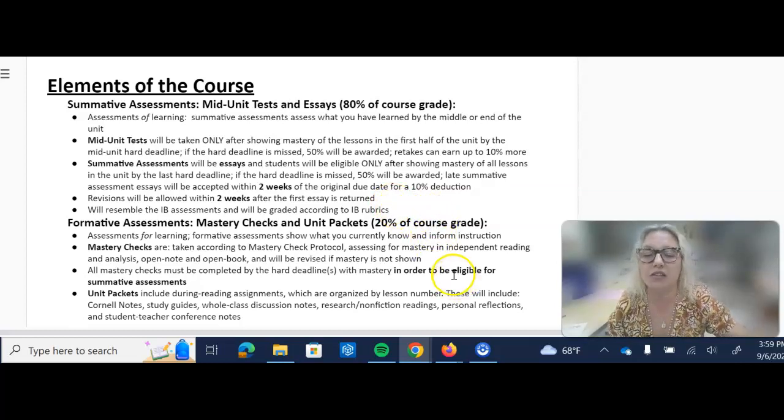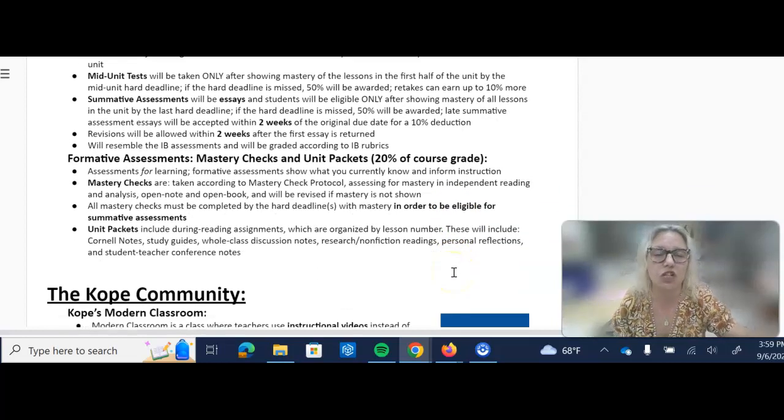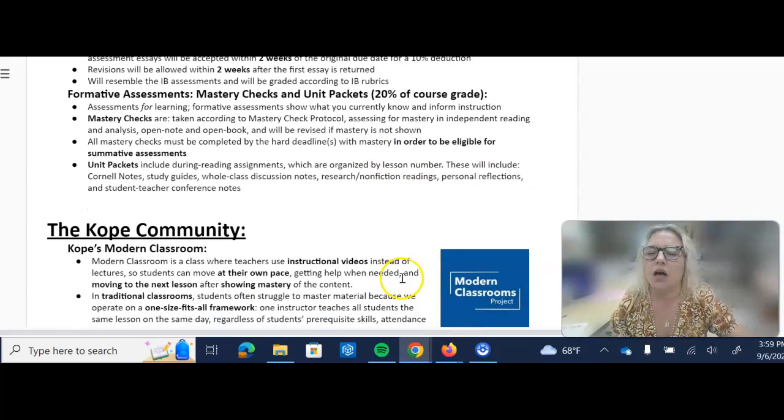Formative assessments are the mastery checks in the unit packets. The mastery checks are worth twice as much as the unit packets, and you'll be taking those in class according to the mastery check protocol. Every once in a while, there's an electronic mastery check, and then the protocol is a little bit different, and I'll explain that when it comes. I think we've got one for 0.2 in this unit. All right, unit packets, you'll get to know better as we keep working on those.